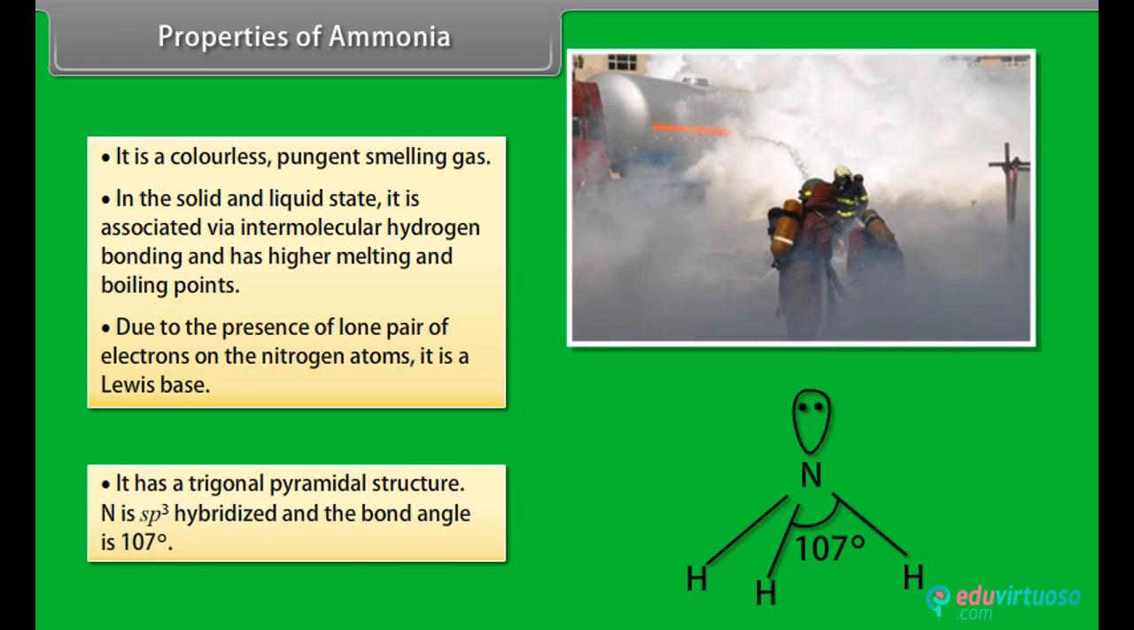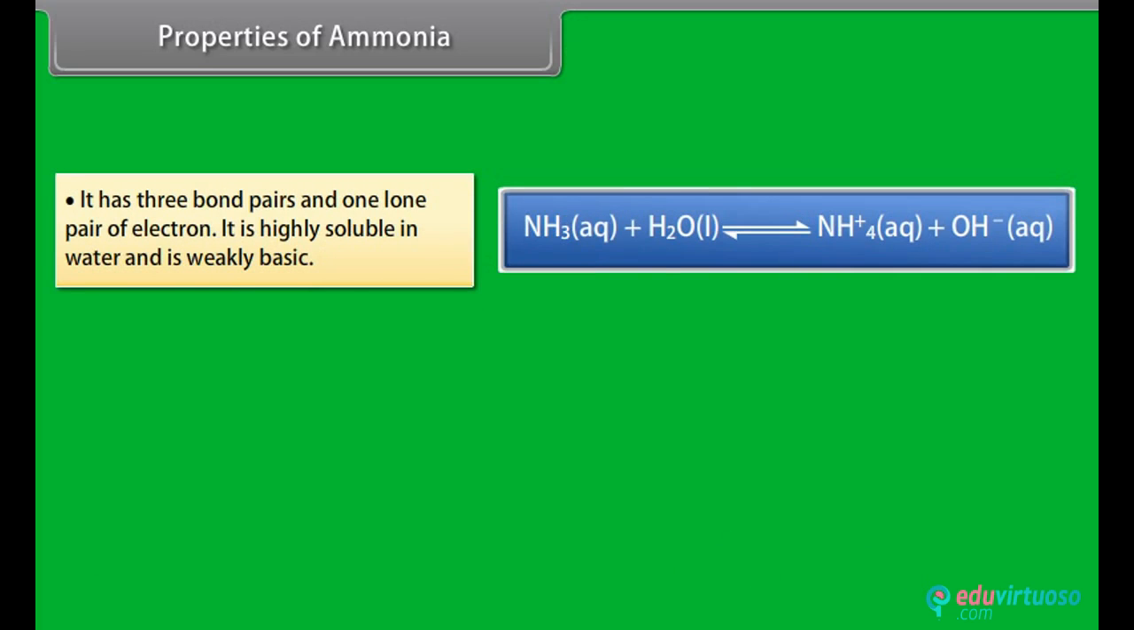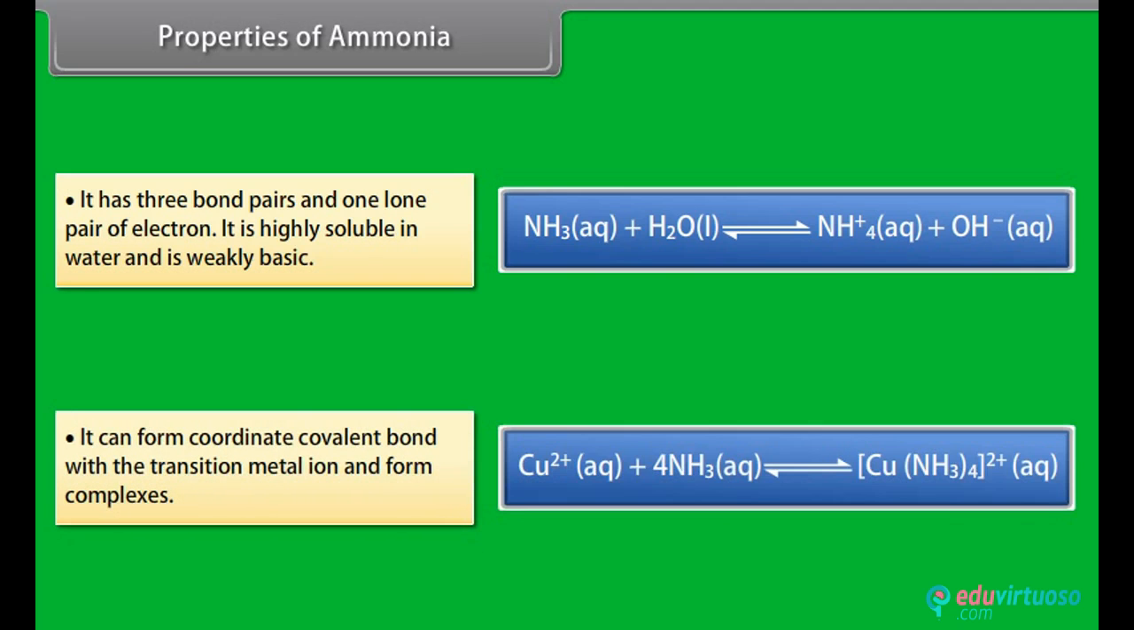It has a trigonal pyramidal structure. N is sp3 hybridized and the bond angle is 107 degrees. It has 3 bond pairs and 1 lone pair of electrons. It is highly soluble in water and is weakly basic. It can form coordinate covalent bonds with transition metal ions and form complexes.